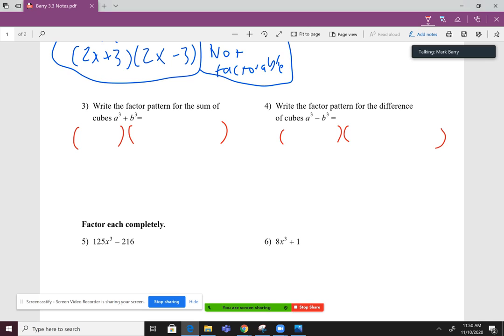Okay? And then actually all the variables are going to be the same. So if this is a cubed and b cubed, this is going to be a and b, and that's also going to be the case over here. A in the front, b in the back. And then in the big parentheses, I have a squared out front, a b in the middle, and b squared out back. So that's the exact same over here.